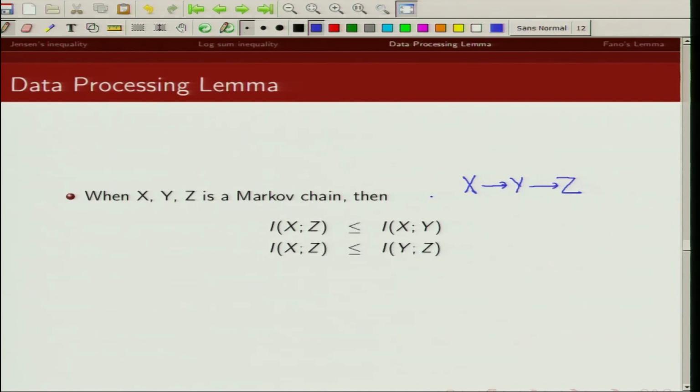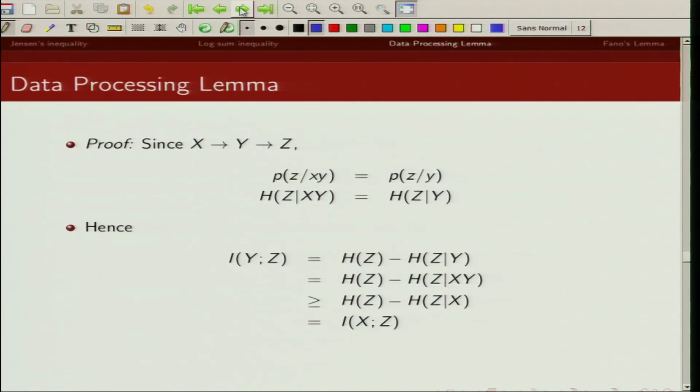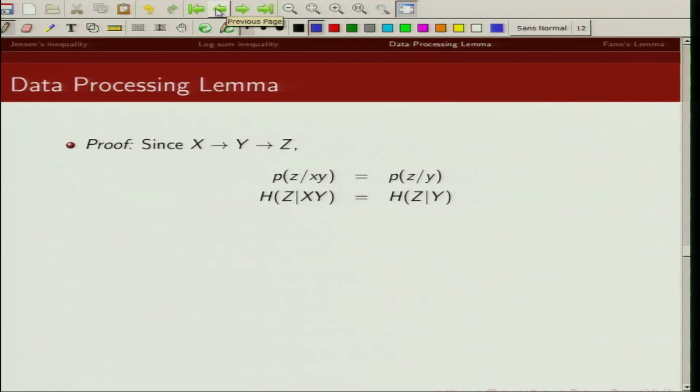So in other words, further processing of data does not increase the information content. So how do we prove it? So we are first going to prove, so let us just prove.